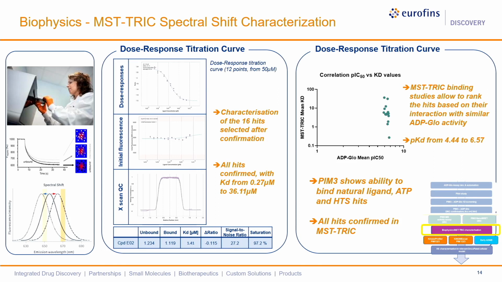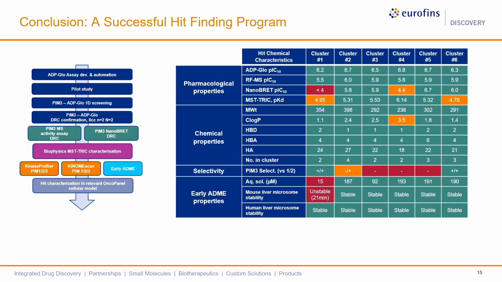After the MST-TRIC, we checked several parameters. First the selectivity and the early ADME. I won't take you through all of the details; I tried to put this table as a summary. Don't specifically look at the numbers, or if you can, but just look at the color. When it's green, it means everything is okay. Orange is acceptable and needs improvements. When it's red, it needs a major improvement because it doesn't fit the minimum requirement for hits.